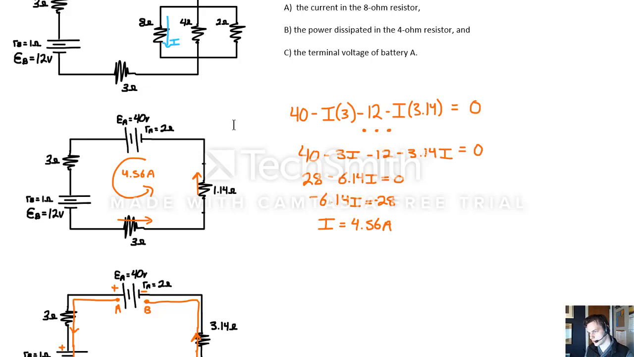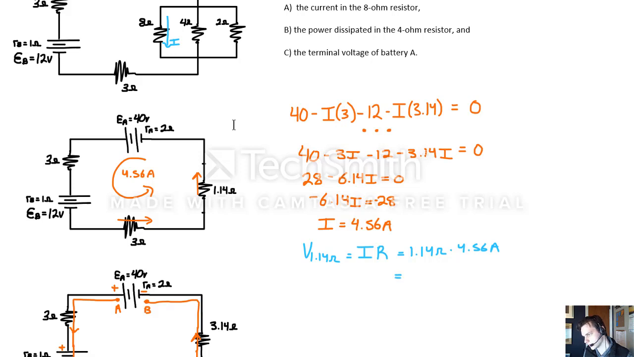So being able to say that the current through here is 4.56 amps is helpful, because now I can calculate the voltage across this resistor. The voltage across my 1.14 ohm composite resistor is equal to the current through there times the composite resistance. So 1.14 ohms times 4.56 amps.